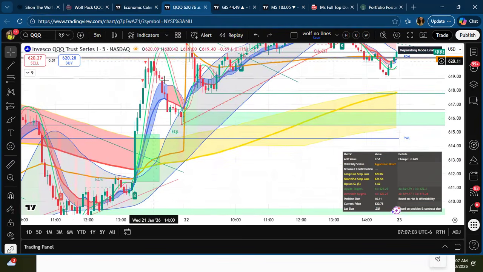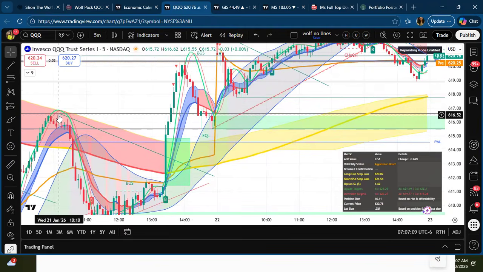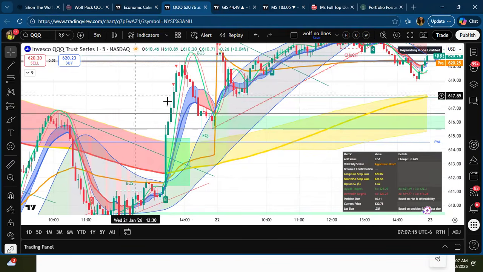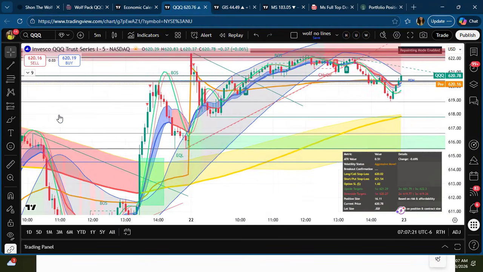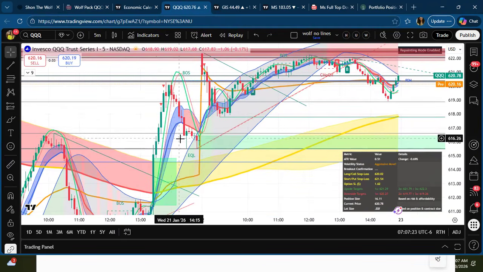And so the pullback here really was a pretty good entry point because it validated this high point was broken right here. We broke it here. So that was at 616. So we had 616 as potential support to 615 as support. I was even thinking maybe we come down to 614 and validate support. I mean, that still could happen today.